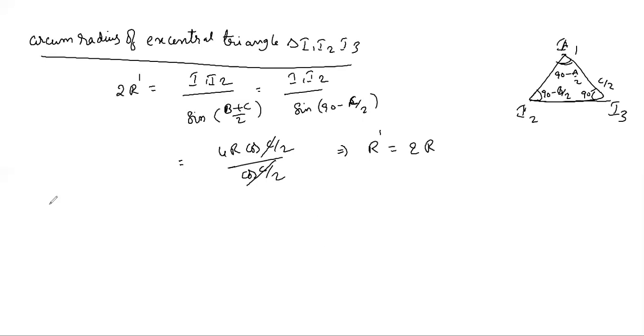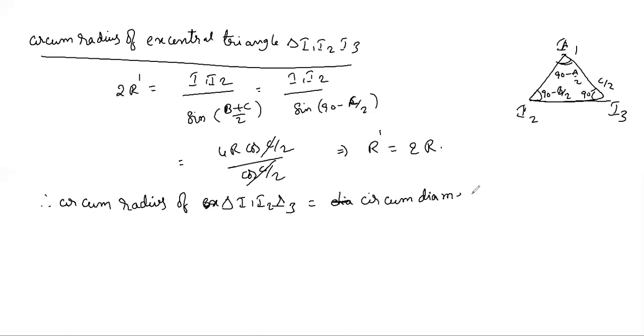So the circumradius of the excentral triangle, triangle I1, I2, I3, is two times the circumradius, or the circumdiameter, of triangle ABC. With respect to triangle ABC, I1, I2, I3 is the excentral triangle. So it is 2 times the circumradius of triangle ABC.